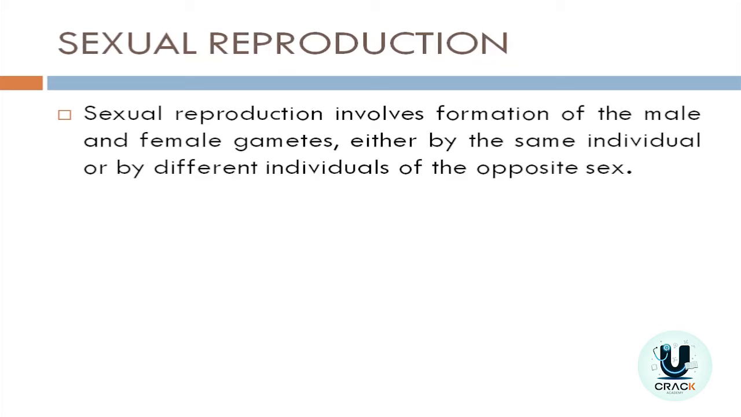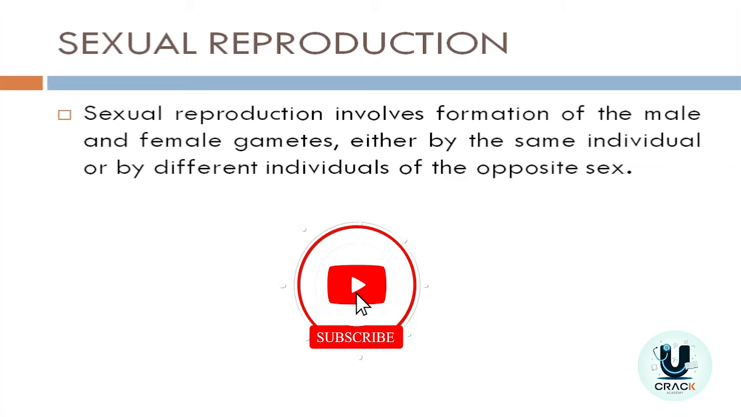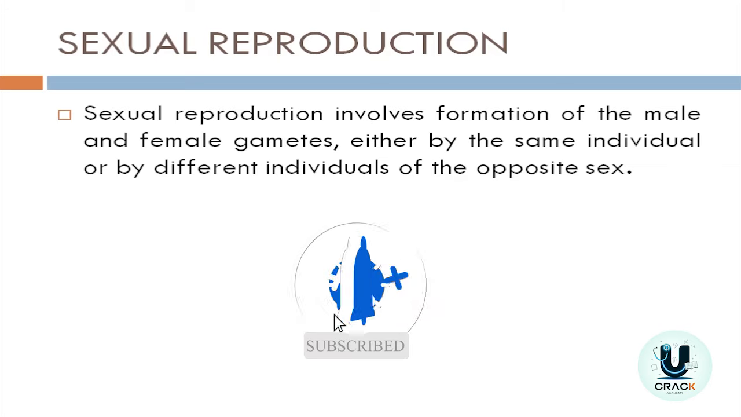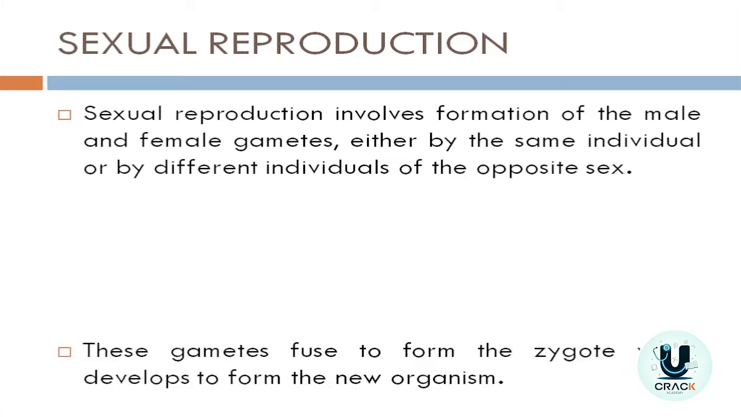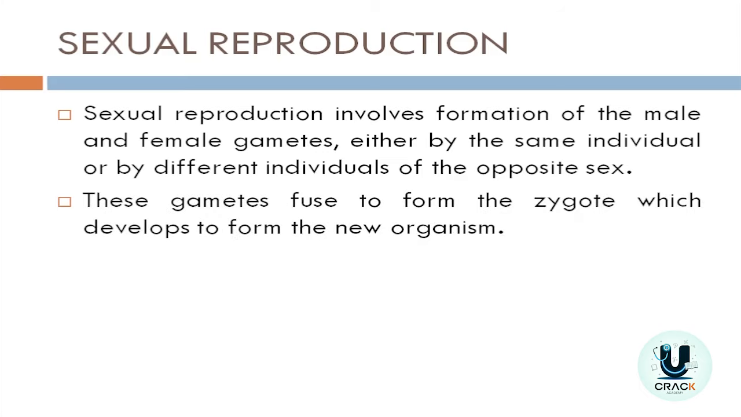Sexual reproduction involves formation of the male and female gametes that we have known. Male gametes and female gametes are very important, either from the same individual or from different individuals of the opposite sex. These gametes fuse to form a zygote, which develops to form a new organism.